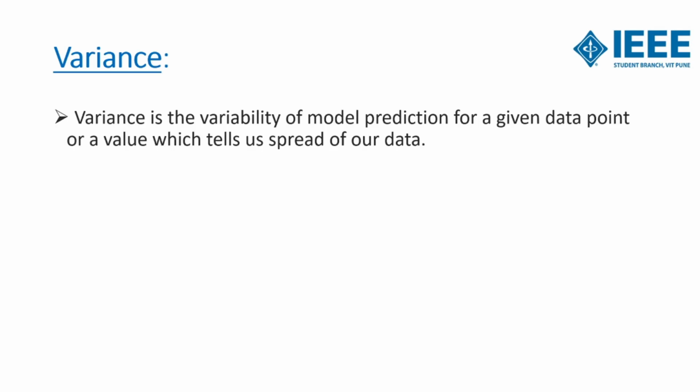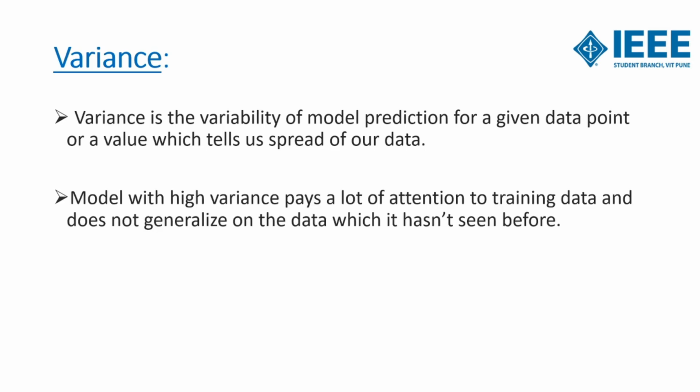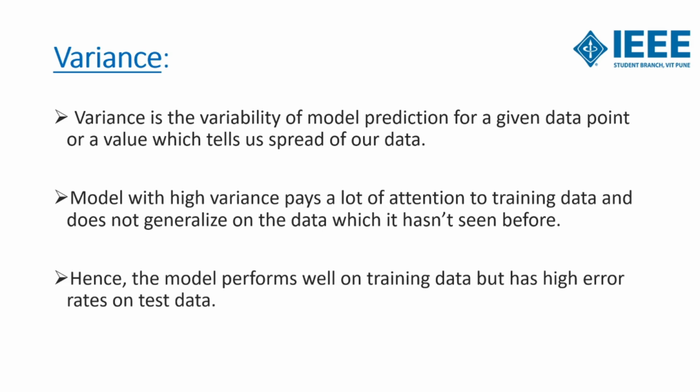Variance. Variance is the variability of a model prediction for a given data point or a value, which tells us the spread of our data. A model with high variance pays a lot of attention to training data and does not generalize on the data which it hasn't seen before. Hence, the model performs well on training data but has high error rates on test data.